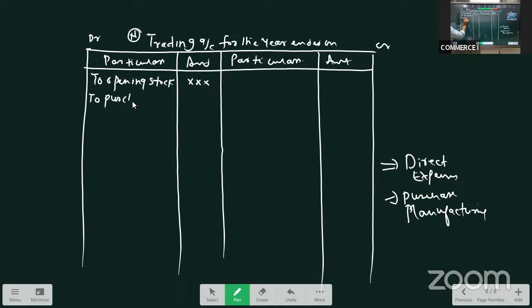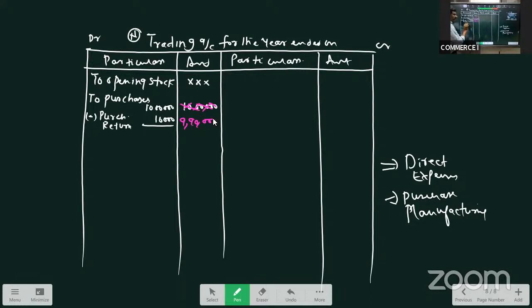purchases. Total purchases made during the year. Suppose we made a purchase of 10 lakh. And then during the year, we have returned some purchases. Some goods maybe were not of good quality. We had returned, let us say, 10,000 of goods. So is it wise to show 10 lakhs as my purchases? The answer is no. When we have returned goods of 10,000, it is always wise to show the purchases at 9,90,000, not 10 lakhs.